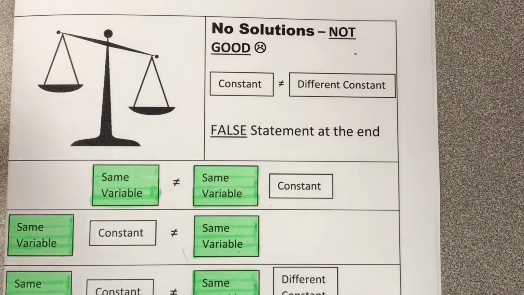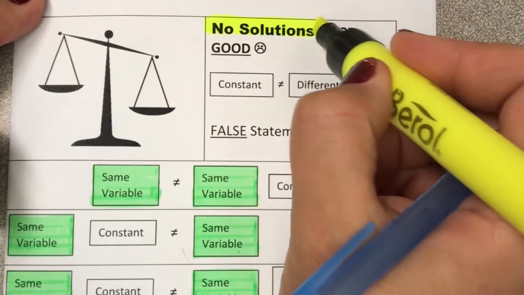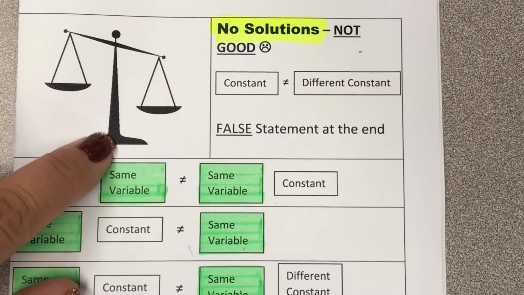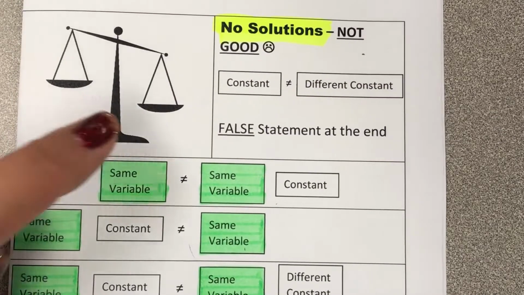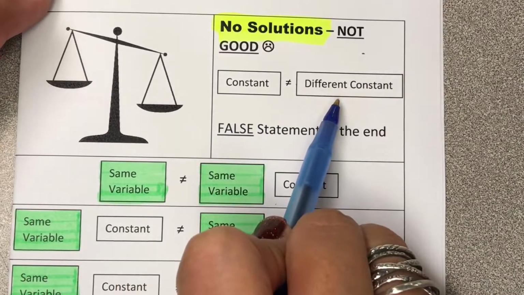Some equations have no solutions at all. In other words, there are some types of equations for which we cannot come up with any value to make them true. So that is not a good situation.